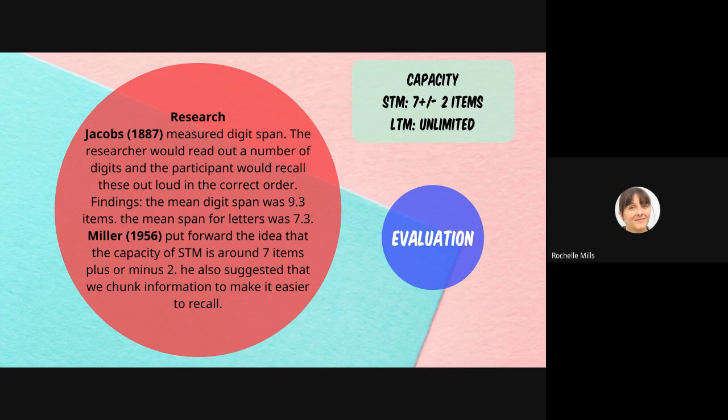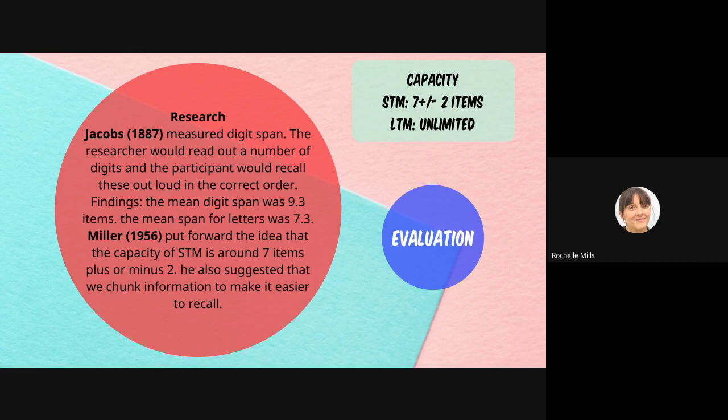They found that the average or mean digit span was 9.7 items. When they did the same experiment, but for letters, they found that the mean span for letters was 7.3. So that fits the 7 plus or minus 2 items. And the 7 plus or minus 2 items theory was developed by Miller. So Miller put forward the idea that the capacity of short-term memory is around 7 items plus or minus 2.